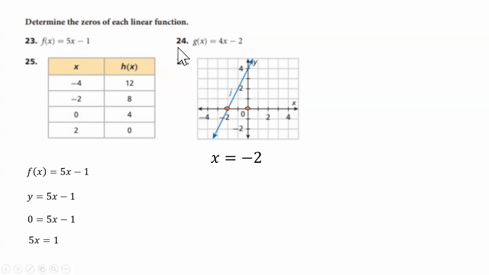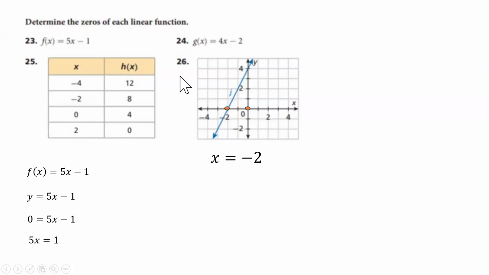For this one, it is the same thing. You say 0 equals 4x minus 2, and you solve the equation to find x. For number 25, you have to find where y equals 0. This is y here. Where is 0? This is 0. So for number 25, the solution is when h of x is 0, y is 2. 0 means y is 0.